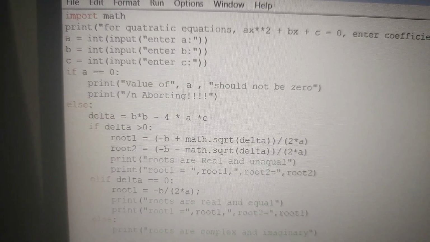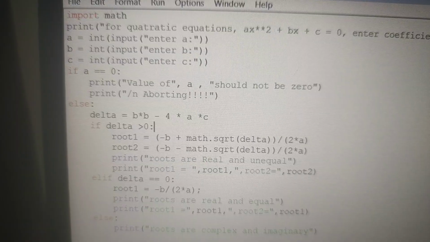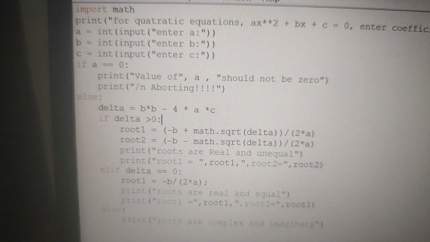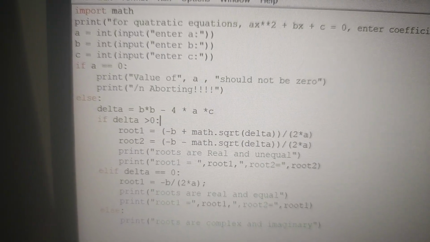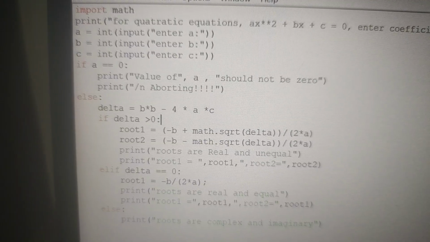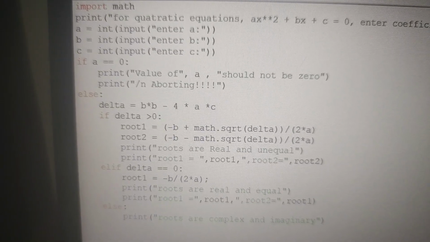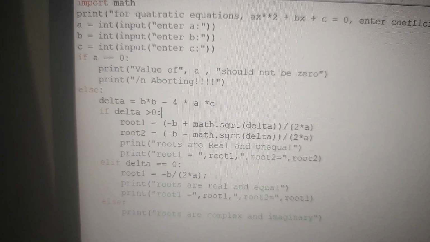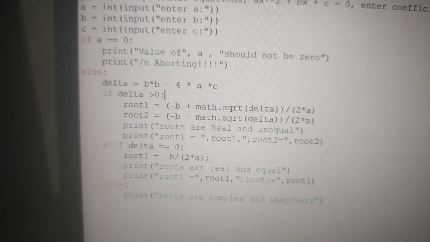We have to compare if the coefficient a is 0. When it is 0, we have to print, value of a should not be 0. Then the program execution will be terminated. Else we have to check three conditions here.